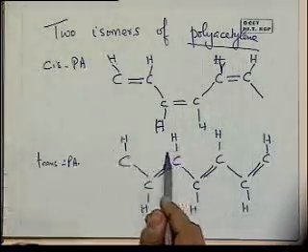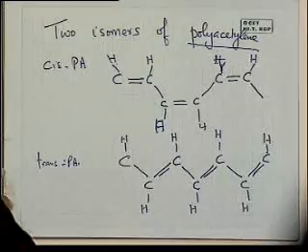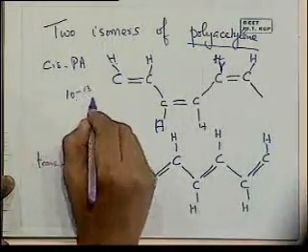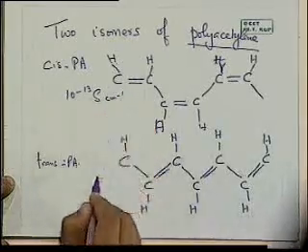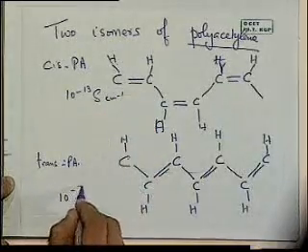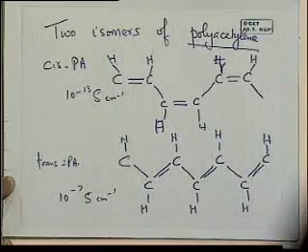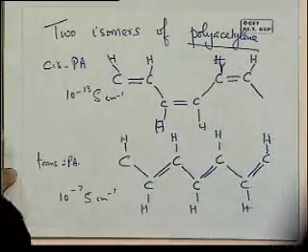And now we can take this and dope it to get different properties. This had, cis had the 10 to the power minus 13 Siemens per centimeter. And this was something like 10 to the power minus 7 Siemens per centimeter in the undoped state. So there's a big difference between these two.